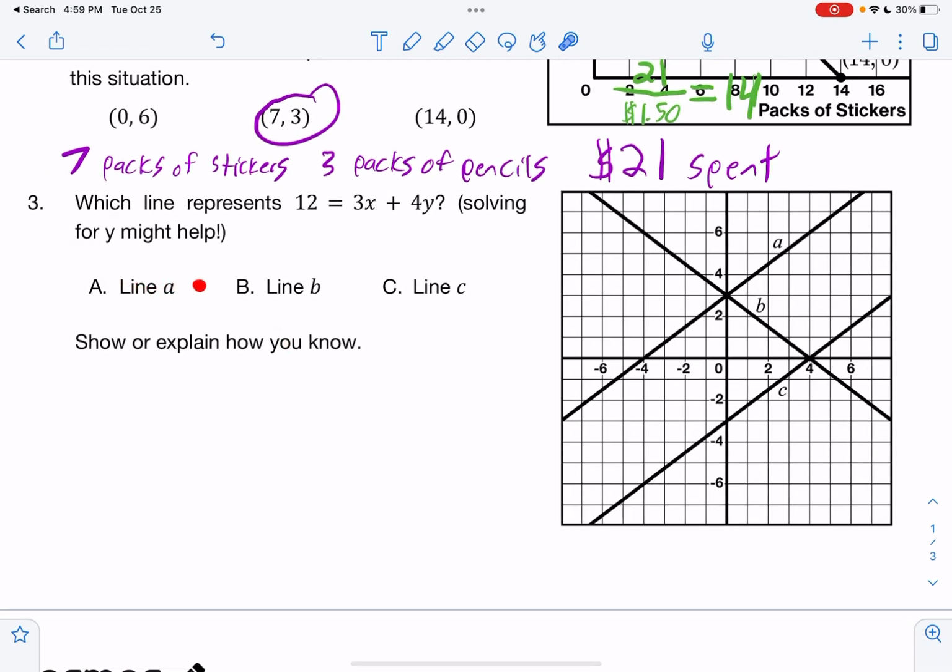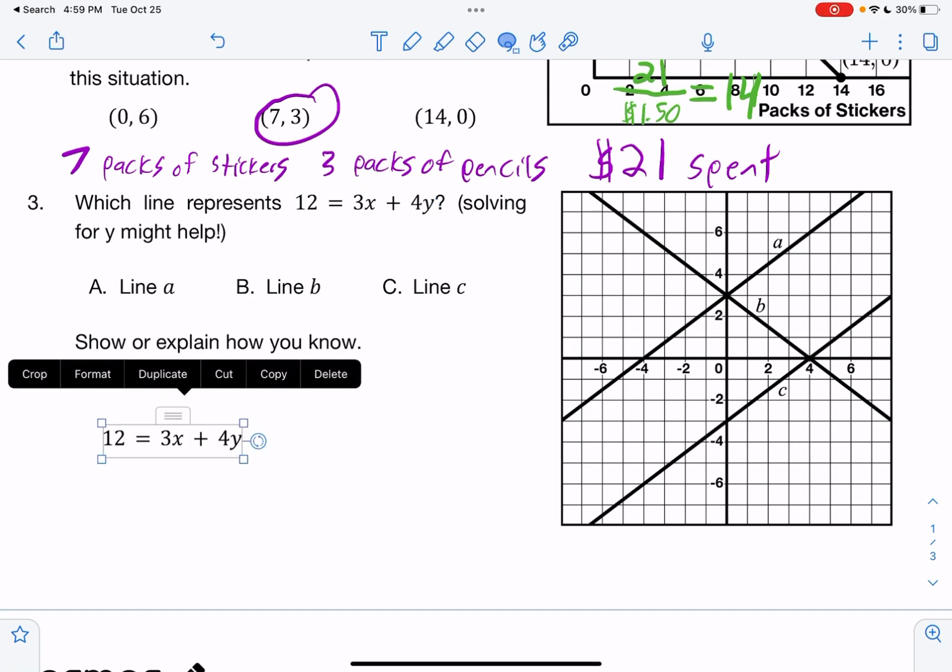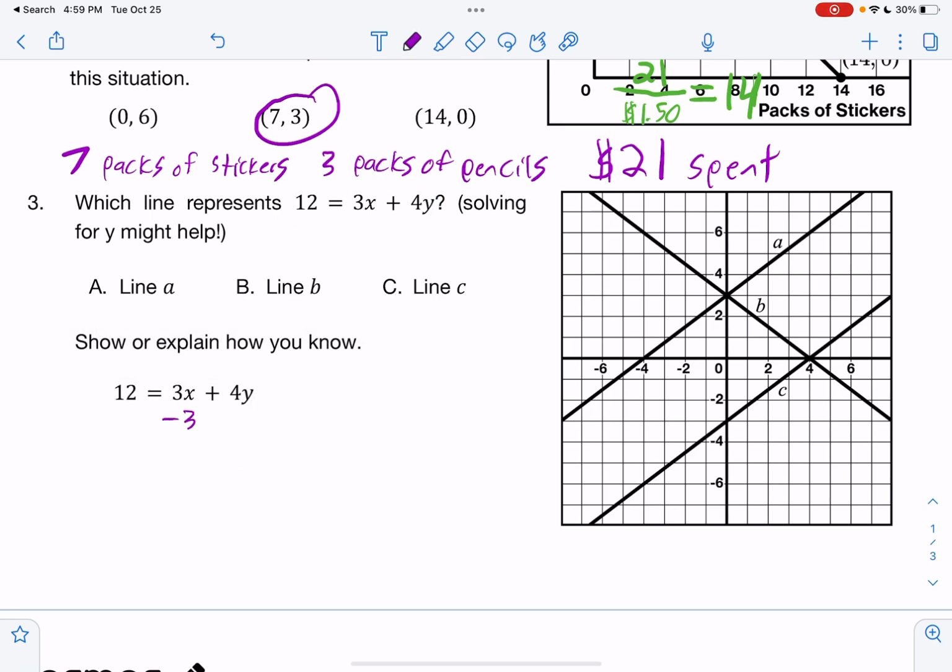Okay, so this part says which line represents this. So like I said, there's a few ways that you could figure this out. What I'm going to do is actually solve this for y. That'll be easy because then it'll give us the y-intercept. That'll make that clear. So I'm going to solve this equation for y. So subtract 3x on both sides, minus 3x minus 3x. So we're left with 12 minus 3x equals 4y.